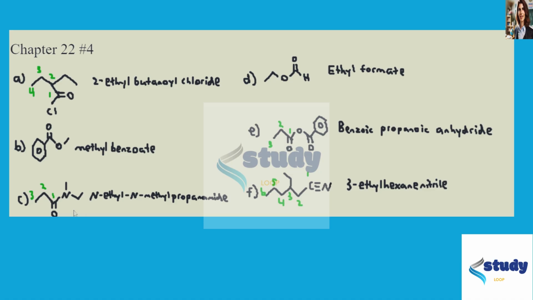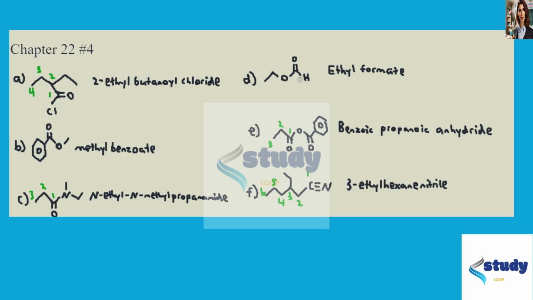And then we also need to name the 2 substituents on the nitrogen in the amide. We use the designation N to mean that it's a substituent on the nitrogen. So we have an ethyl group and a methyl group on this nitrogen, and we'll list them alphabetically, ethyl before methyl. And so this molecule becomes N-ethyl, N-methyl propanamide.